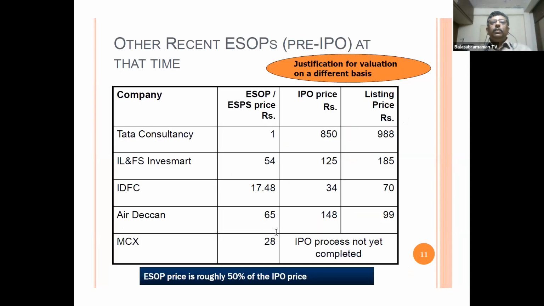So this is one example of what I was saying, that it's not only in the FT Educare case we have seen this happening. This has been happening across multiple cases. If you look at the ESOPs at that time, it's all around 10 years back, you will find Tata Consultancy, ILFS, IDFC, Ardecon. All of them had done the valuation much below the IPO price, and it's all within a year's time between the ESOP and the IPO.